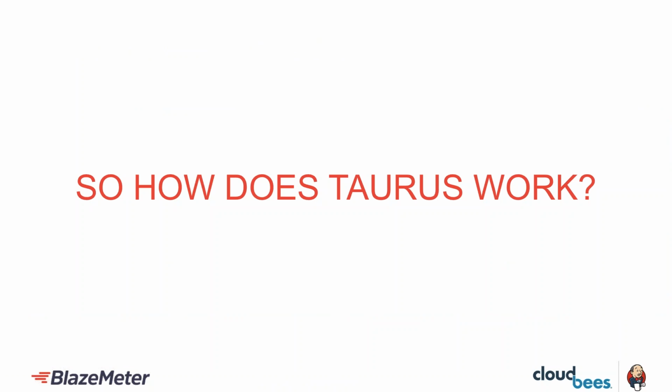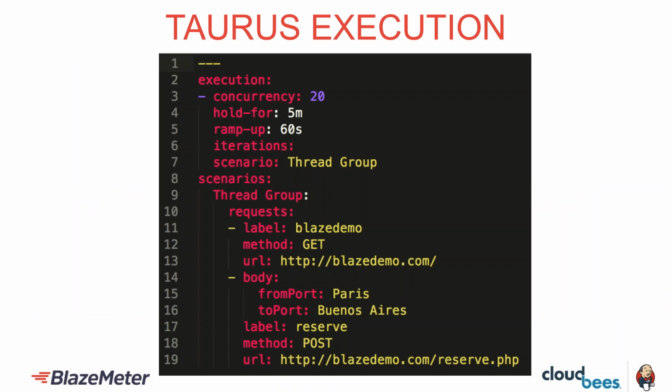So how does Taurus work? What does it look like? This is quite a simple Taurus script execution. And by looking at this, even if you're not really familiar with performance testing, you can pretty much understand what's going on here. As you can see, we have the execution going on. We're going to run 20 concurrent users. We're going to hold these users for 5 minutes. We're going to have a ramp up of 60 seconds. This means that it's going to take 60 seconds to get from 0 concurrency to 20 concurrent users.